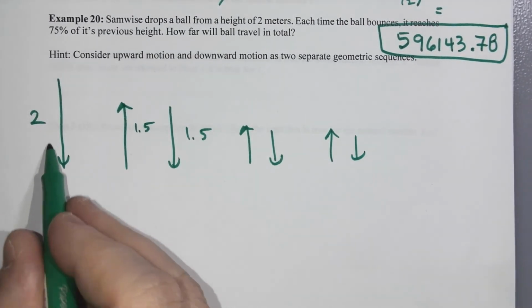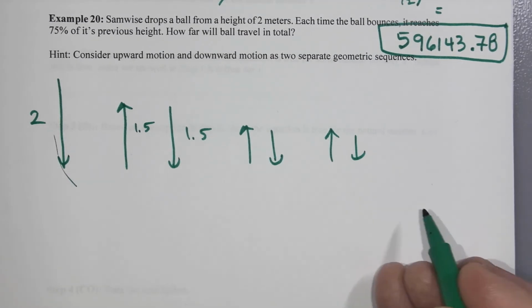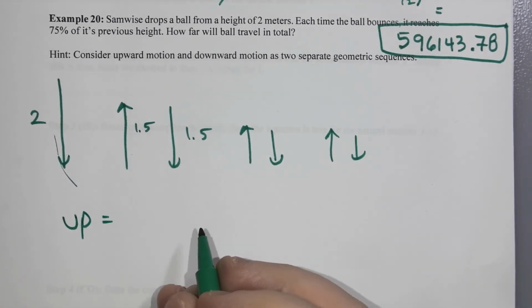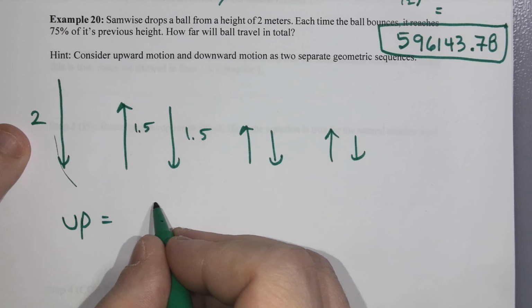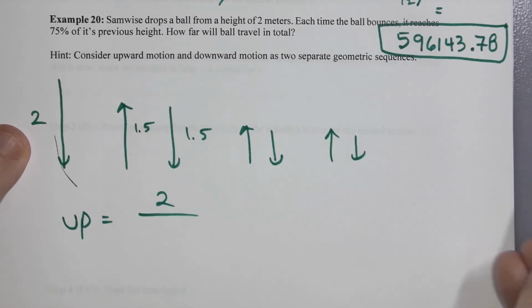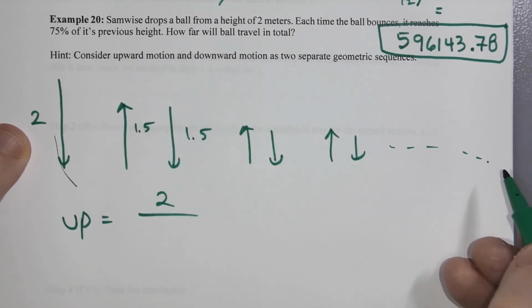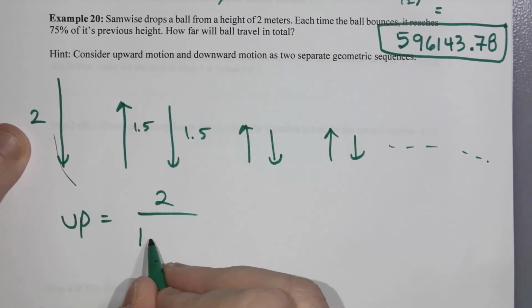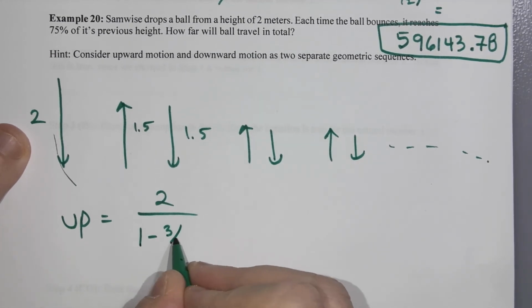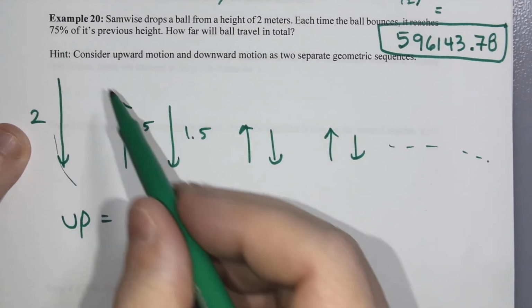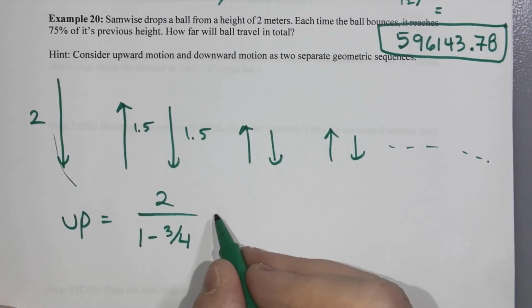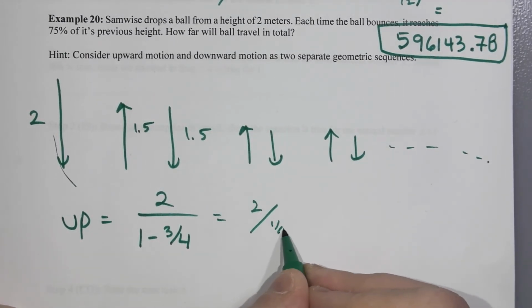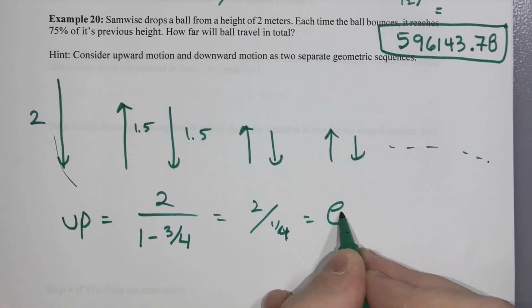And so we have the downward motion and the upward motion that will add up separately. The upward motion is first term. This is infinite, right? It's going to keep on bouncing and bouncing and bouncing. So we got the first term over 1 minus the common ratio. 75% is 3/4 as a fraction. 2 over a quarter, and that's equal to 8.